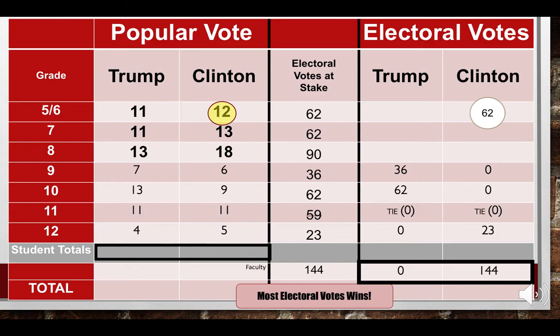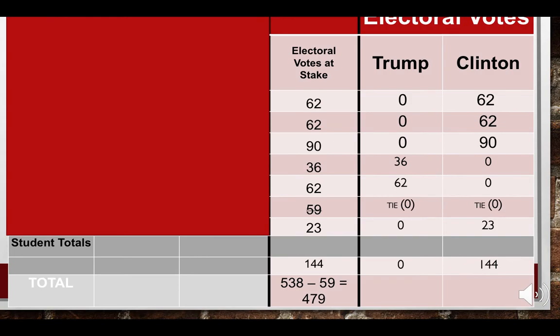Now, what I'd like for you to do is the same thing for grade 7. Put the electoral votes in the right column, who won and who deserves all those electoral votes, and then do the same thing for 8th grade. All right, teachers, you might want to press pause for me.